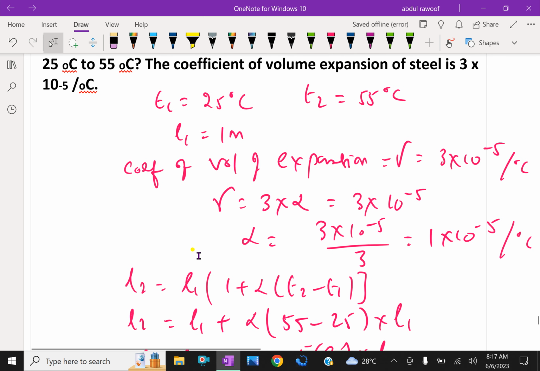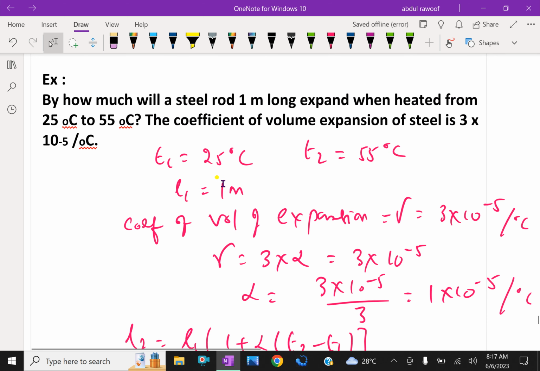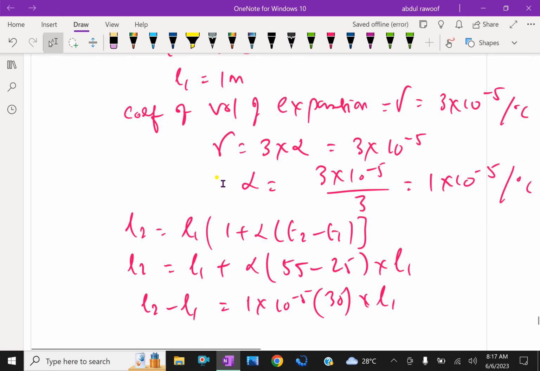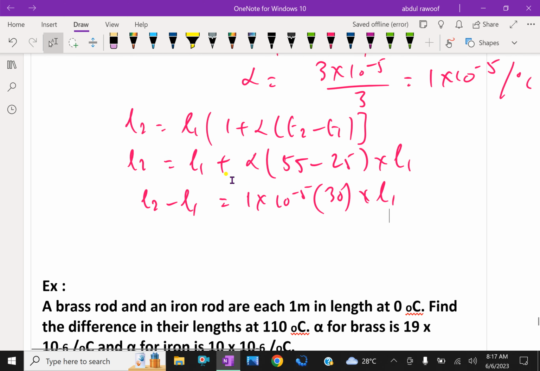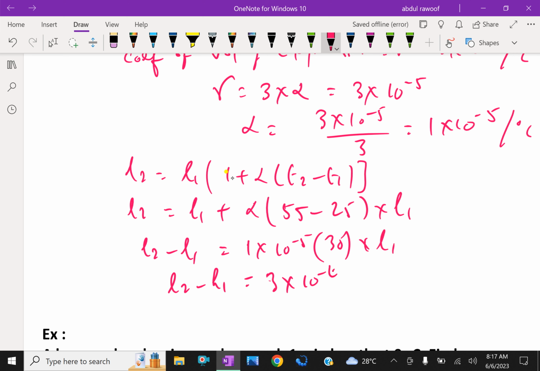So the initial length is 1 meter. So here we have initial length is 1 meter. Therefore, L2 minus L1 equal 3 into 10 raised to minus 4, because 30 into 10 power minus 5 is 3 into 10 power minus 4, and L1 is 1.